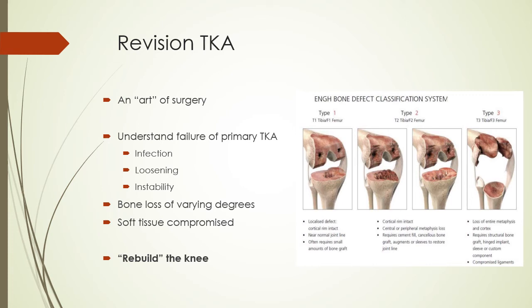On the right side, you can see different types of bone loss. There is actually a classification system for bone loss. So the management of bone loss is also very, very critical. And the soft tissue comes in with compromised status as well. So balancing the soft tissue is also difficult and challenging. So in one word, to rebuild the knee without knowing the native status, dealing with bone loss and compromised soft tissue, that's an art of surgery.